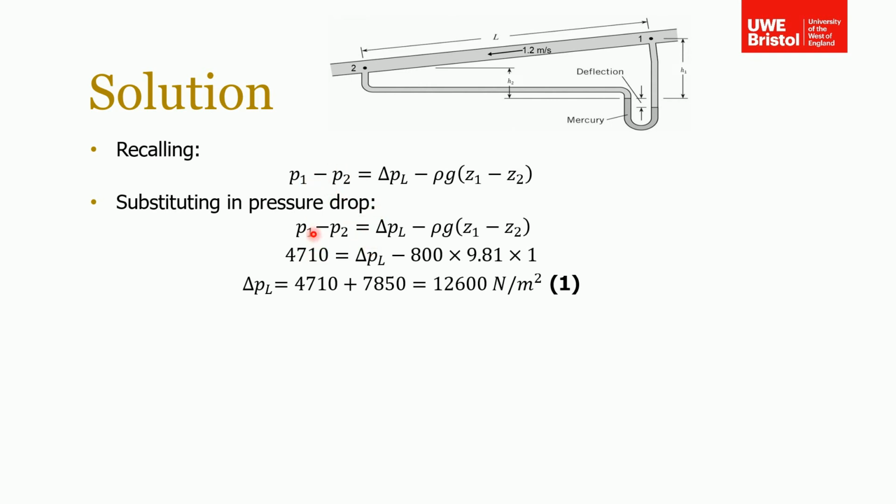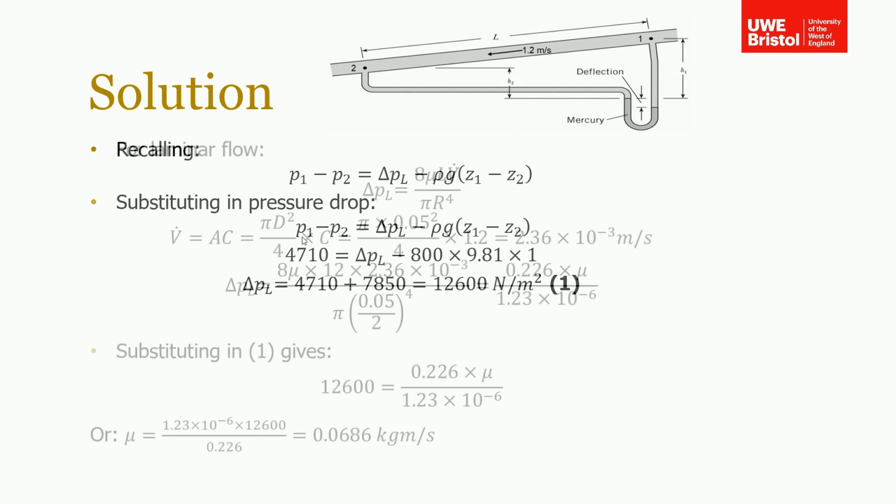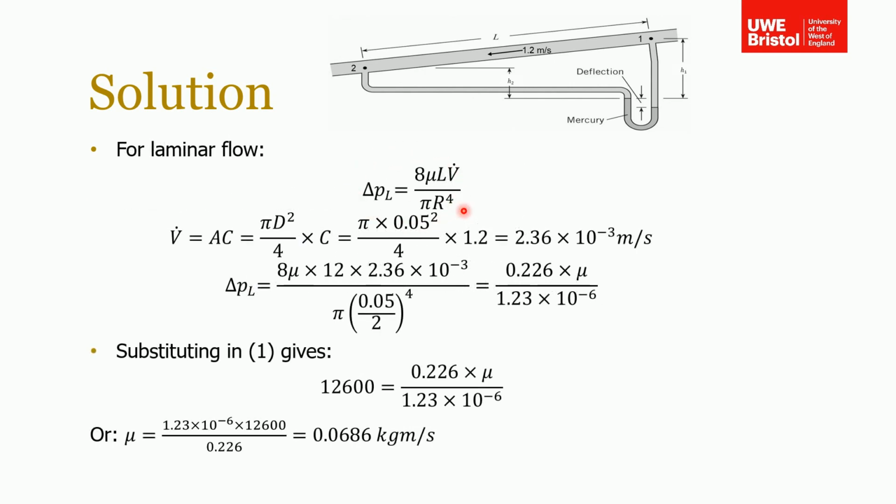So this is the value for the pressure loss that we found on the previous slide. We now substitute the values for Z1 and Z2. So we know that our pressure loss is equal to 12.6 kilonewtons per meter squared, kilopascals. And we know a formula for this for laminar flow, which includes the term of viscosity. So that's the relationship there, the pressure loss due to frictional flow for laminar flow. We know everything except the viscosity, that's what we're trying to find out.